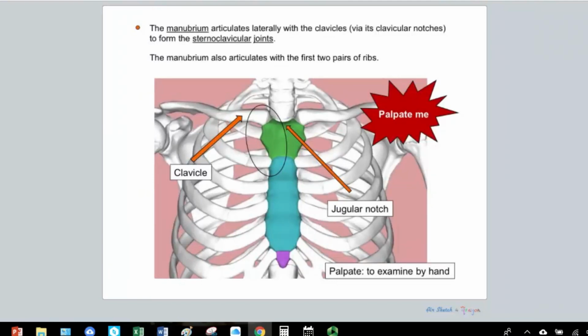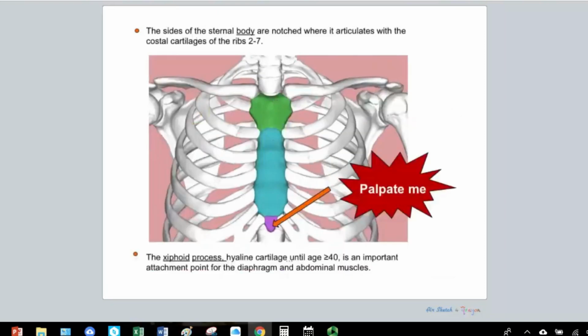So here's the manubrium, and the manubrium articulates laterally with the clavicles to form the sternoclavicular joint, like I mentioned earlier. It also articulates with the first two pair of ribs. There's one pair, there's another pair. You have costal notches right there where it articulates with the costal cartilages. And then we have the xiphoid process down here, which again is cartilage until about the age of 40.